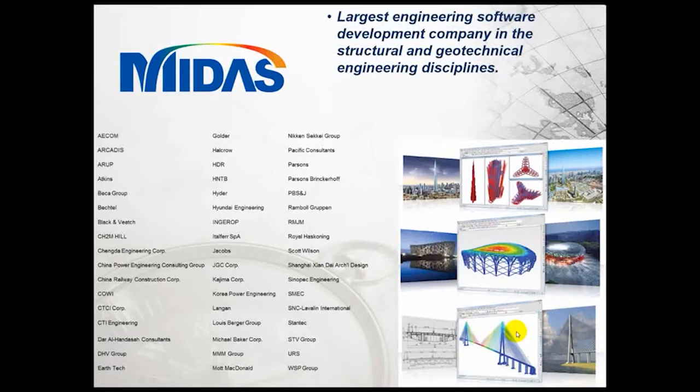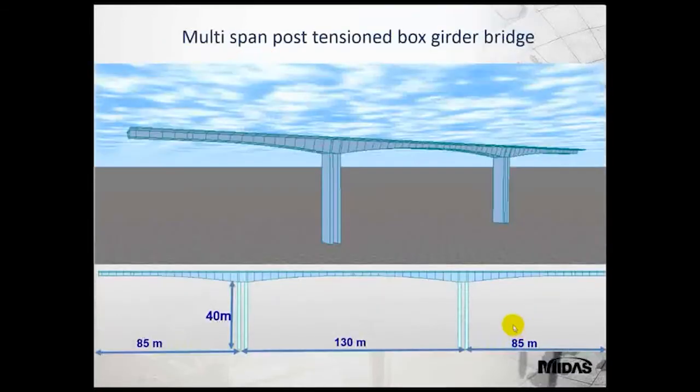Moving on to today's model, here you can see an overall elevation and perspective of the bridge. This bridge is using a balanced cantilever construction method. As you can see on the second drawing, the main span is 130 meters long and the ones on the side are 85 meters. Also, the pier is 40 meters high.